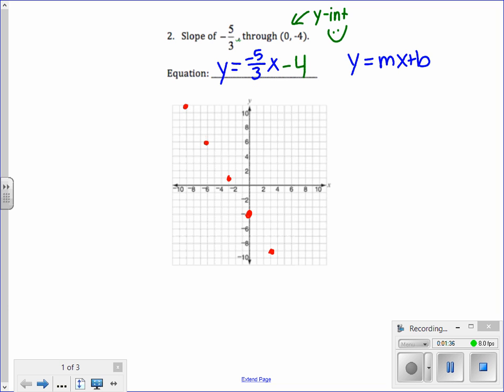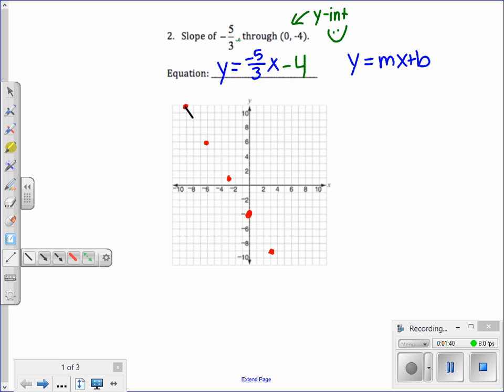From there, I'm going to connect my dots and at least verify that the one point they gave me is on this line. It seems that (0, -4) is on the line, so I'm good to go. So that's number 2. Let's do another problem with a little bit more work involved.